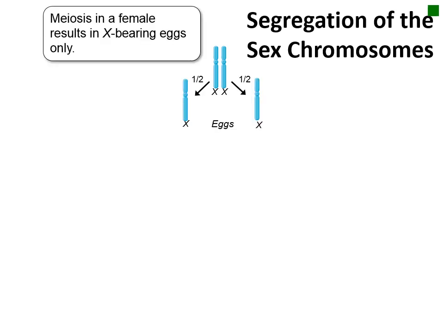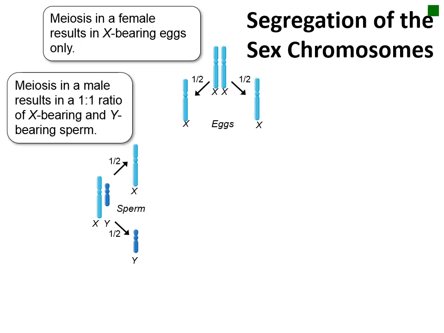When gametes are formed during meiosis, the sex chromosomes separate from each other similarly to all the other autosomes in the cell. Because females are XX, they only have an X chromosome to give to the next generation. So all eggs will contain a single X chromosome. Human males are XY, so the X chromosome will separate from the Y chromosome during anaphase 1 of meiosis, resulting in half the sperm bearing an X chromosome and the other half bearing a Y chromosome.